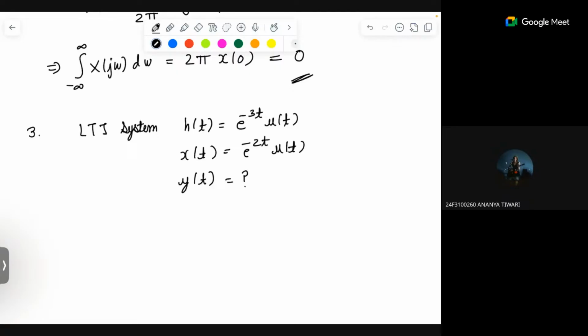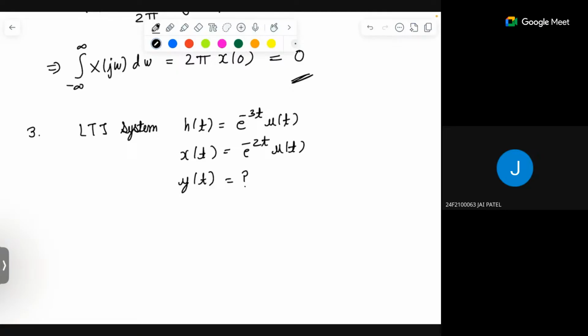Did anybody get the answer? Yes, ma'am. Okay, tell me your answer. E to the power minus 3j omega u(t) minus e to the power minus 2j omega u(t). That's not correct. We have to tell it in y(t), right? Yes, y(t). It should be e to the power minus 2t minus e to the power minus 3t, u of t. Yes, that's correct.